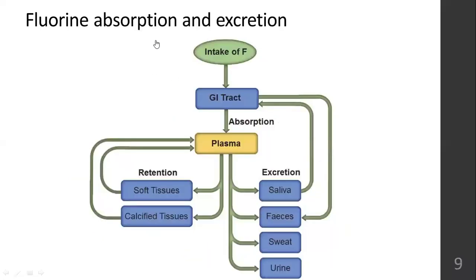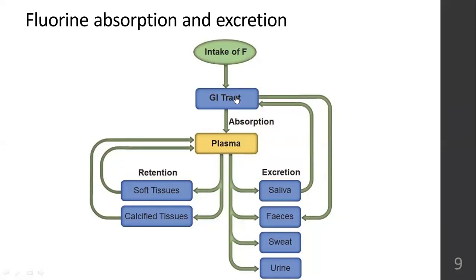Fluorine is absorbed through your GI tract, from your small intestine. It goes directly into your blood plasma, in your blood circulation. From the plasma, it goes into soft tissues. It goes to your teeth. It goes to your bone, that is calcified tissues. From there, it goes to your salivary glands. It's there in your saliva.